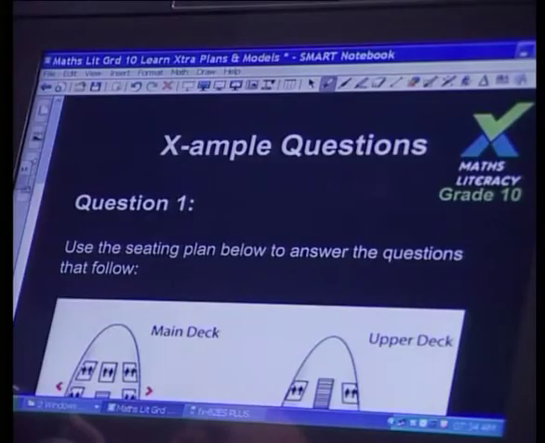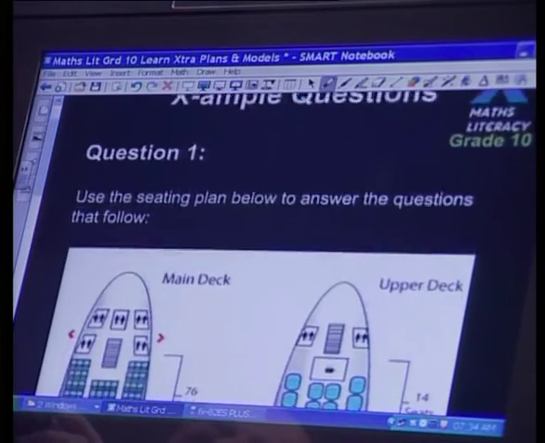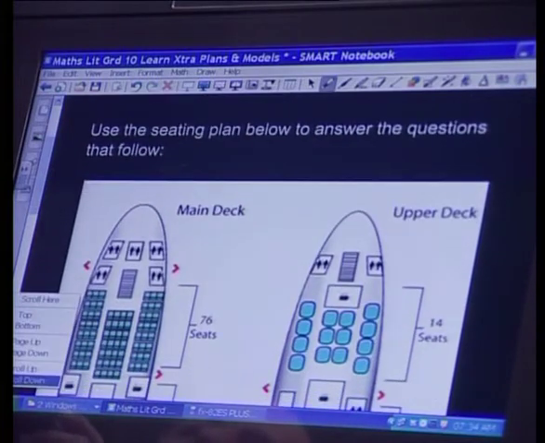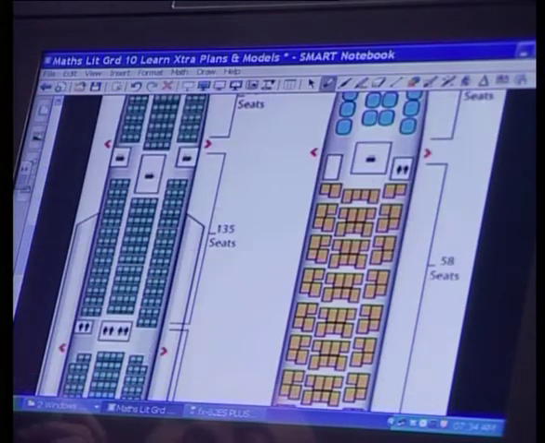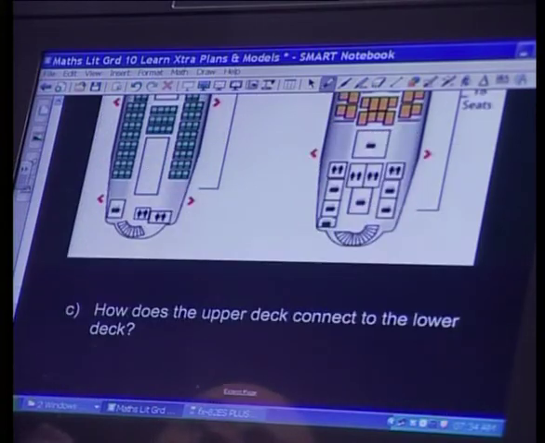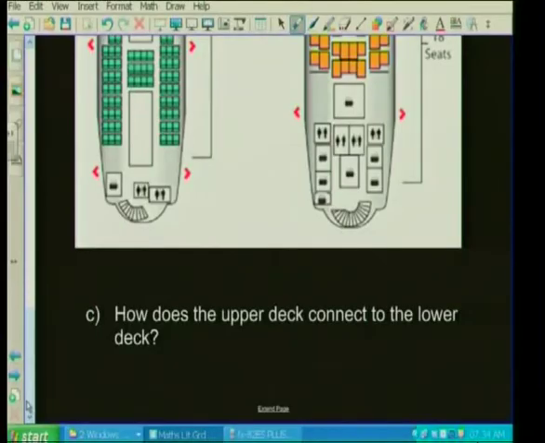Let's continue our question with our aircraft. And we've got a couple more here. We've just put the diagram on for you again so that you can see what's going on. The question C says, how does the upper deck connect to the lower deck?